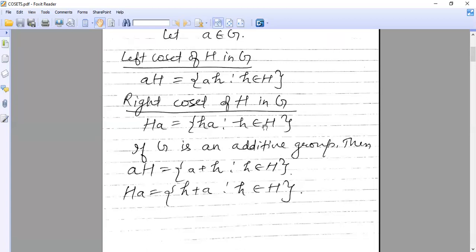This is when G is a group under the binary operation multiplication. But if your operation is addition, that means the group is an additive group, then the multiplication sign between these two elements will be replaced by the addition sign. So the left coset will be a + h such that h belongs to H, and the right coset will be of this type, h + a such that h belongs to H. So this notation will be changed with respect to addition.